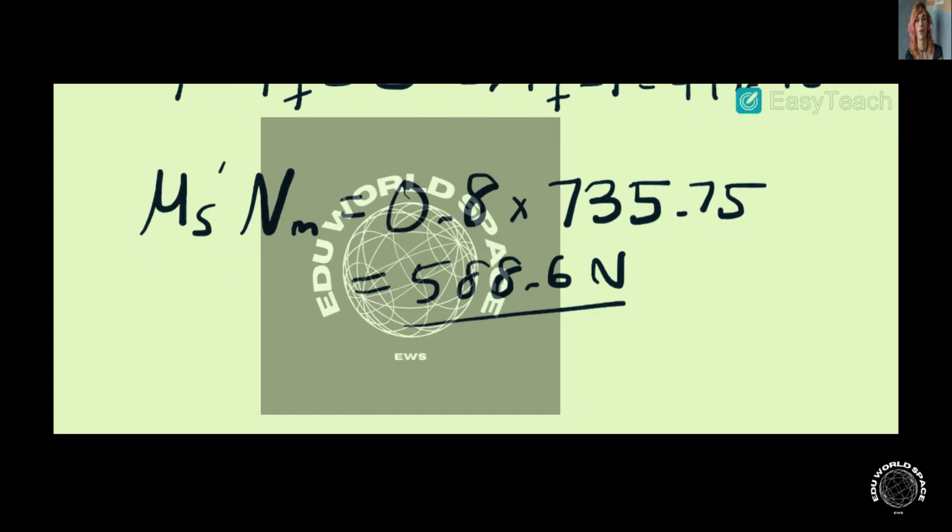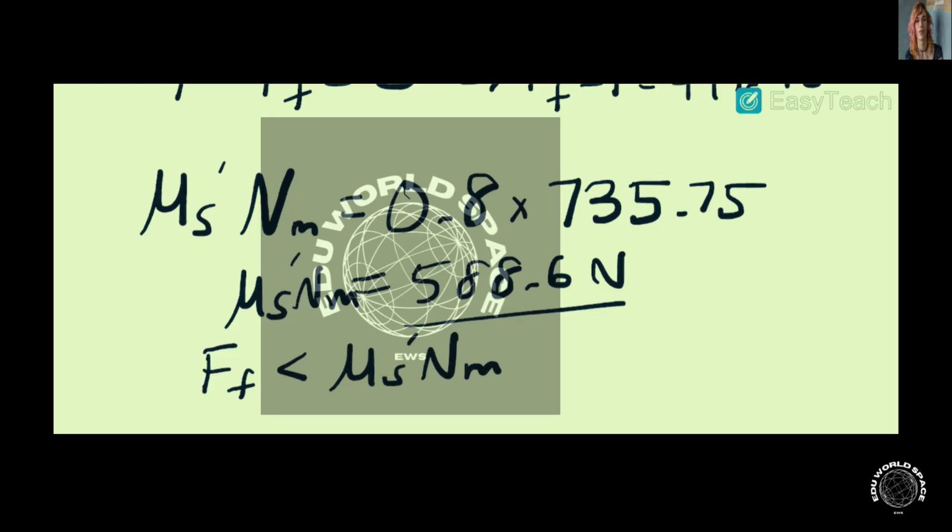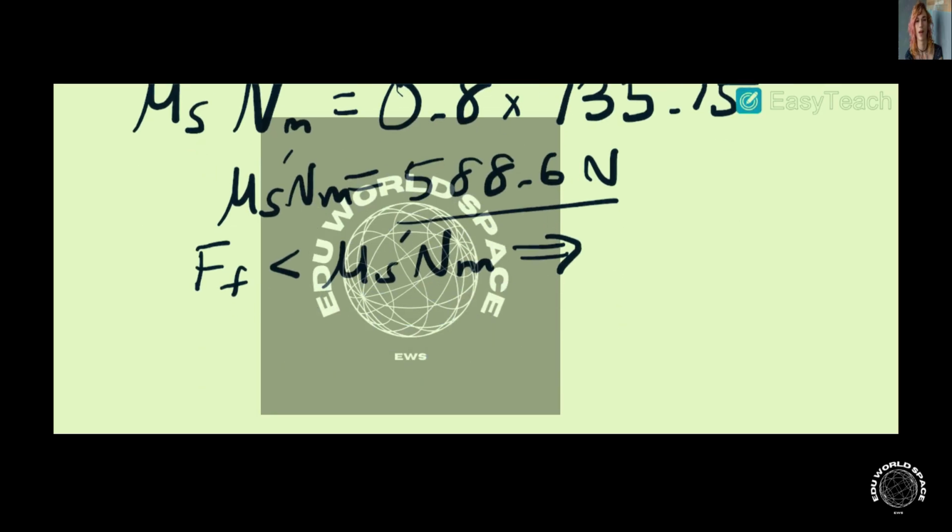This value, which we will just call mu s prime N, is greater than the friction force that is required to keep the man moving the crate. So what that means is that FF is less than mu s prime N. Therefore, we can say that the man can move the crate.